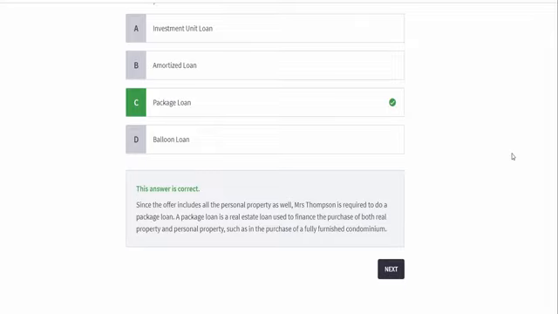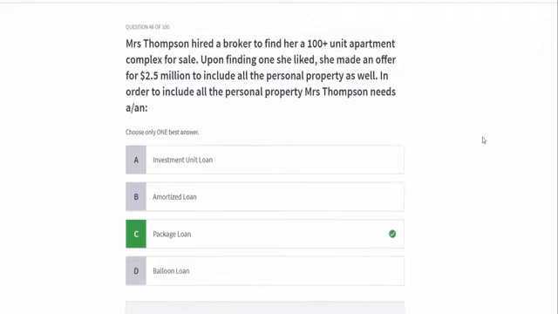A package loan is a real estate loan used to finance the purchase of both real property and personal property, such as the purchase of a fully furnished condominium. So that's what Mrs. Thompson was dealing with in this situation. She wanted both personal and real property, which means it was a package loan. That's the only way they can do that, is when they have both the real and personal property. That would be a package loan.